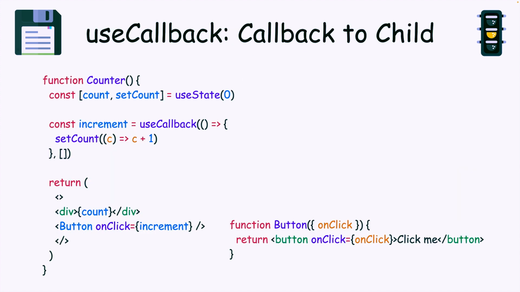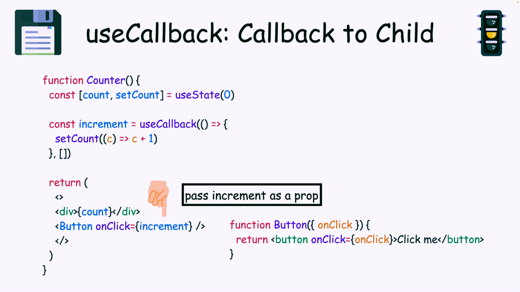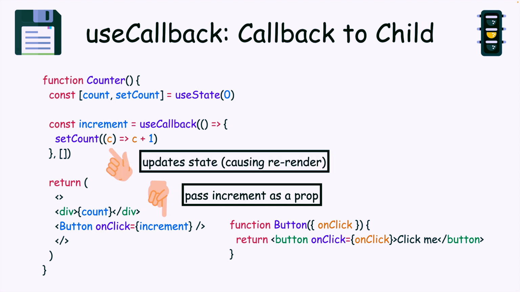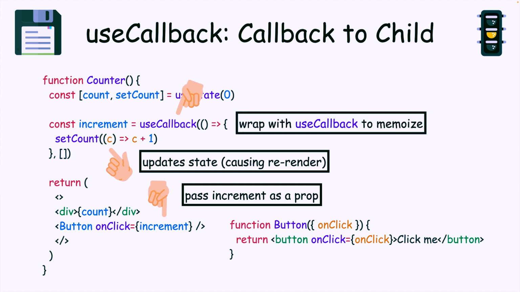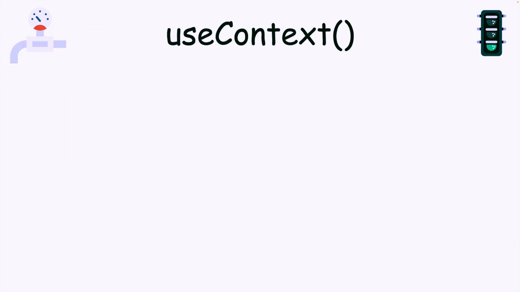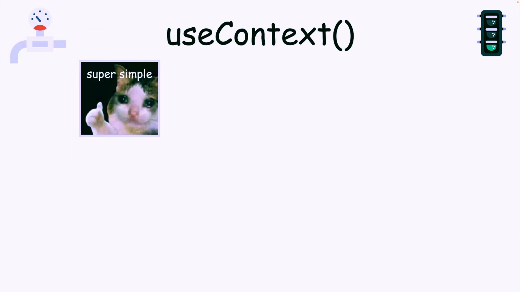In this example, we're passing the increment function as a prop to the button component. Since that function updates state, it'll cause a re-render whenever it's run. So to prevent the increment function from being recreated every time the component re-renders, we wrap the increment function in useCallback.